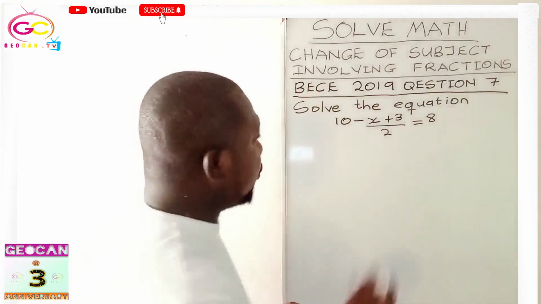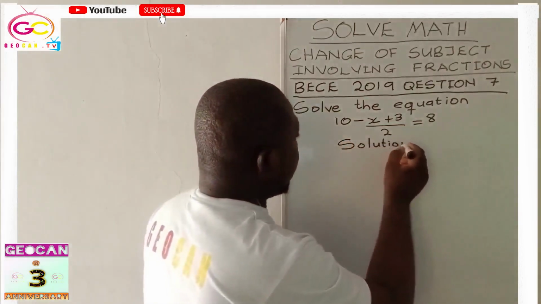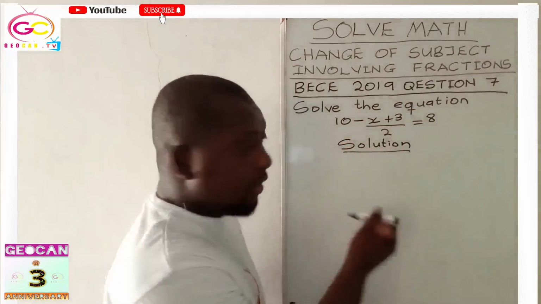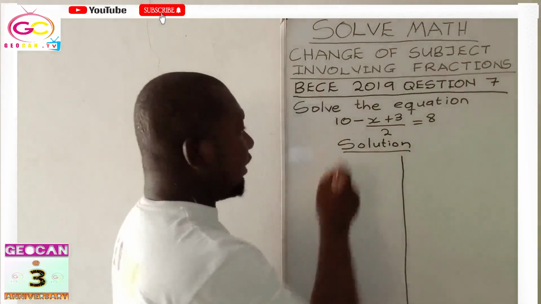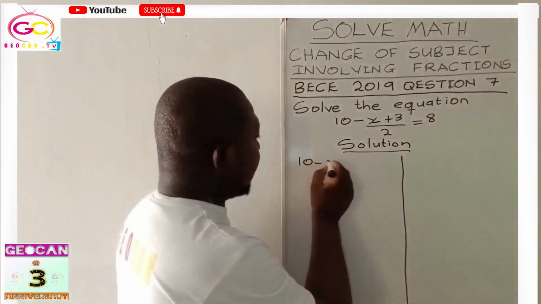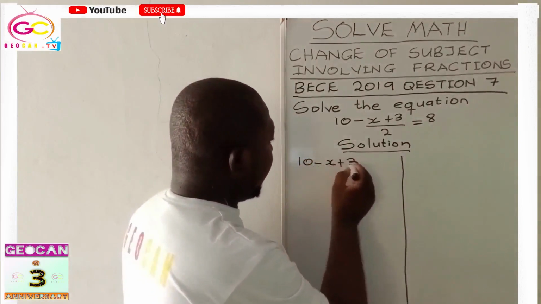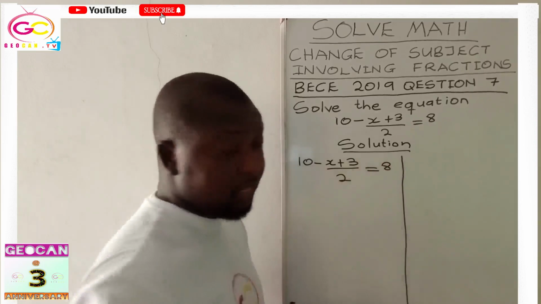So let's have our solution nicely written over there. Now let's divide our board. So we have it done nicely. Let's write the relation again. What is it? It is 10 minus (x plus 3) over 2 is equal to 8.